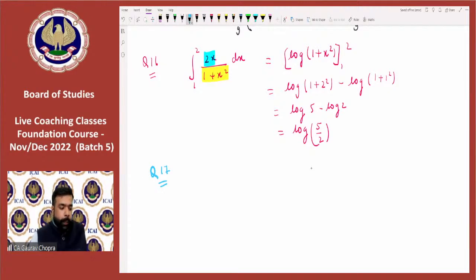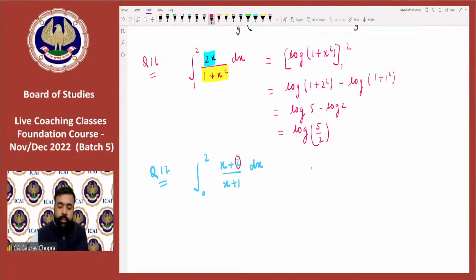Then one more variety, 0 to 2, integral of x plus 2 divided by x plus 1, and then dx. Now, the power in both the numerator and denominator is the same. Both are having power as 1. So if power is same, then we can divide them, or if we want, we can split them directly also. How to split them?